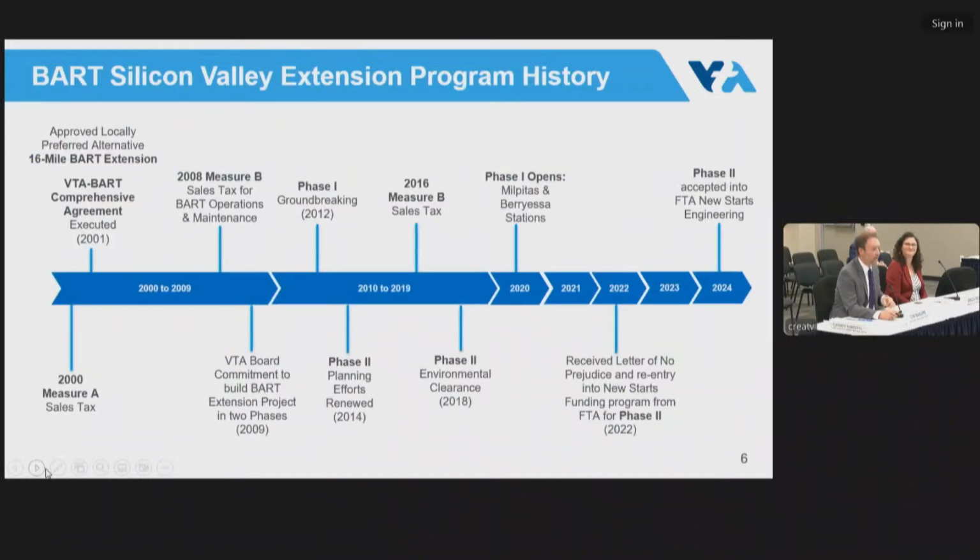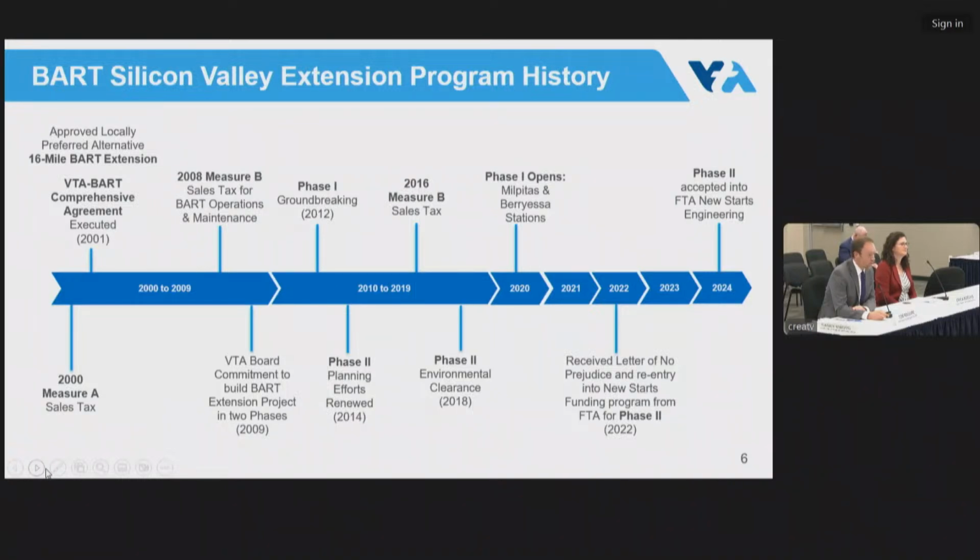It's been a real journey to get here, and that journey really began in earnest in 2000 when the voters of this county passed the Measure A sales tax, and that formed the basis of funding for the extension from the historic terminal of BART at Fremont. Since 2000, we entered into what we call a comprehensive agreement with BART about a year later. That agreement continues to this day, and it governs all of our relationships with BART, all the way down to how we split the operating and maintenance costs that we share for the overlapping parts of the system.